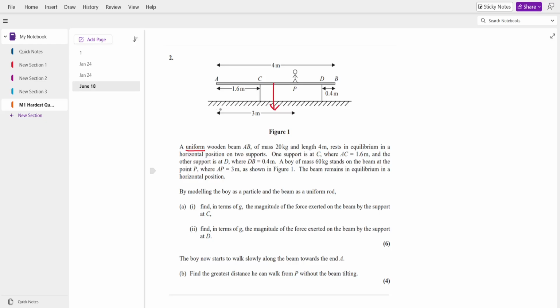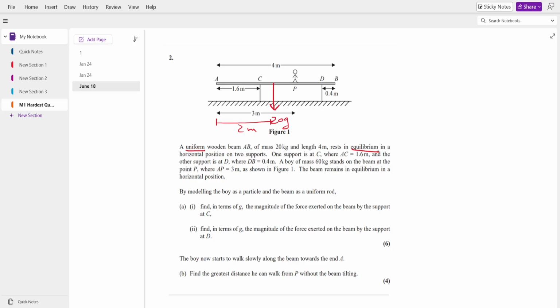Our case is a very nice uniform wooden beam of mass 20 kilograms. So I know that this is 20G, and the length is 4. So the whole length is 4, which means that from here to my weight it's around 2 meters.